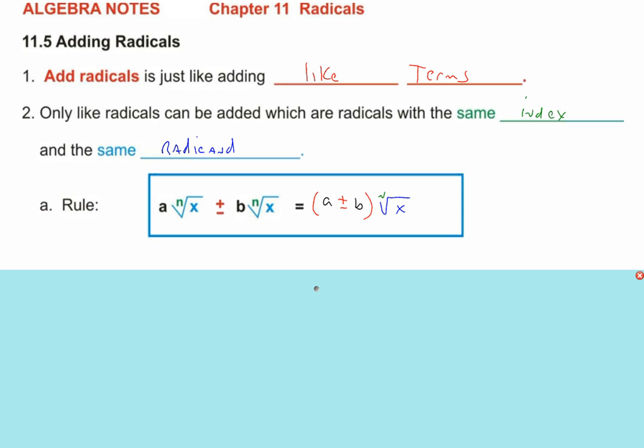So if we had 2 times the square root of n plus 3 times the square root of n, that would be 5 times the square root of n. 2 of them, 3 of them is 5 of them. Piece of cake. No sweat. Easy, right? You can do it.